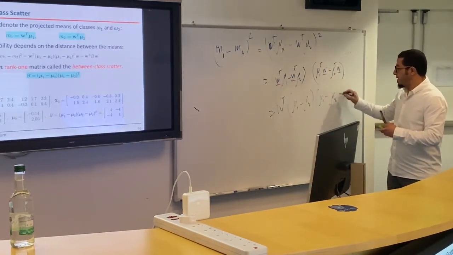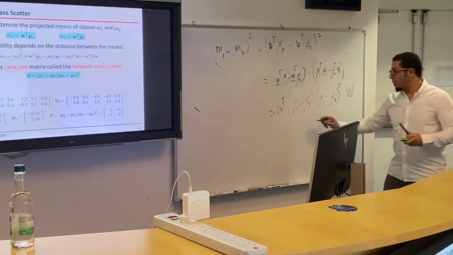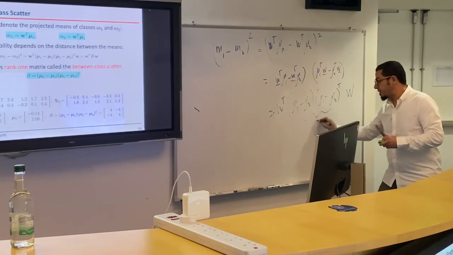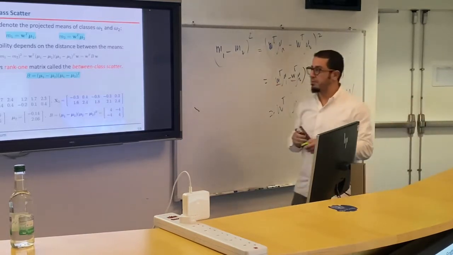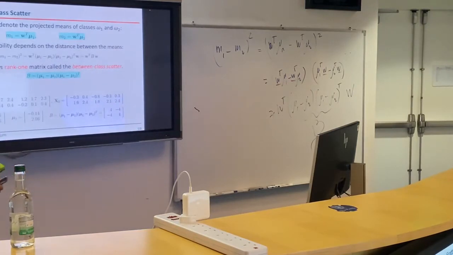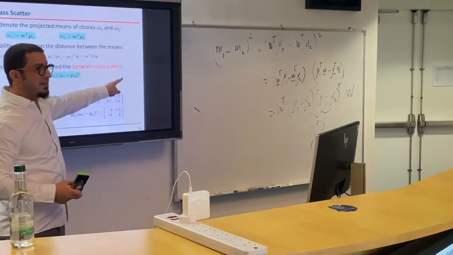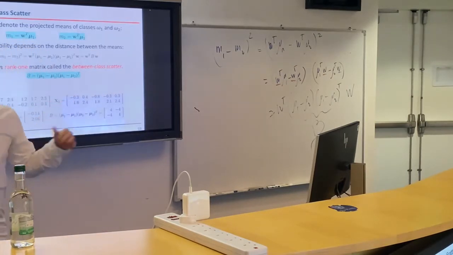Mu1 minus mu2 transpose, or I can put it all together with W. What will this one be? I will call it the matrix B. Okay? This is matrix B. What do we call the matrix B? The between-classes scatter. So this one, between classes, I want to maximize it.